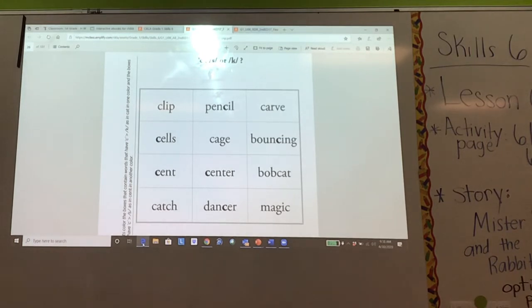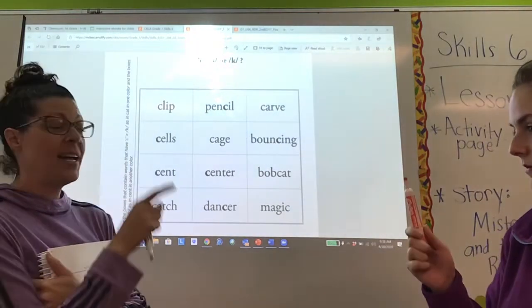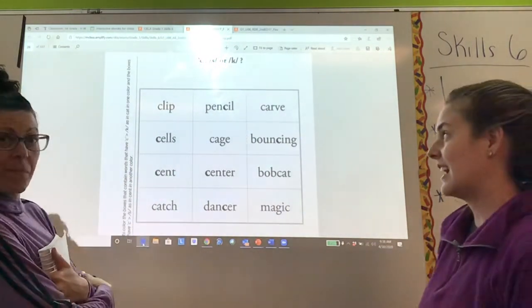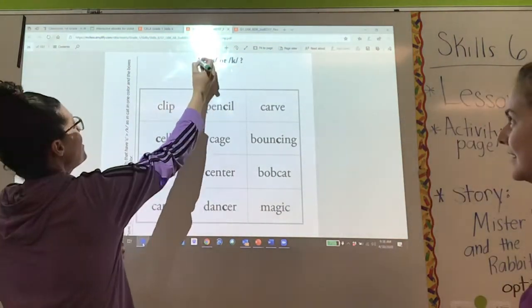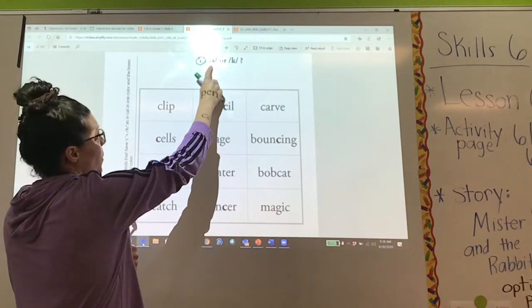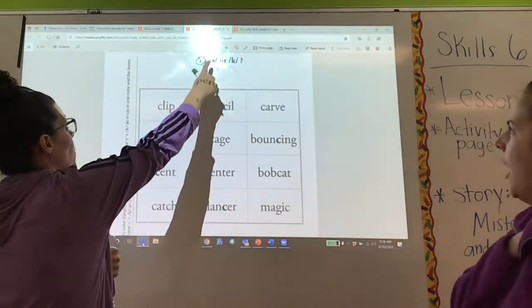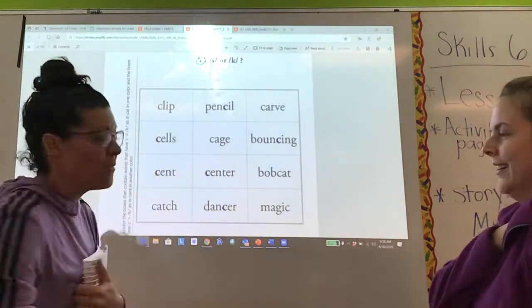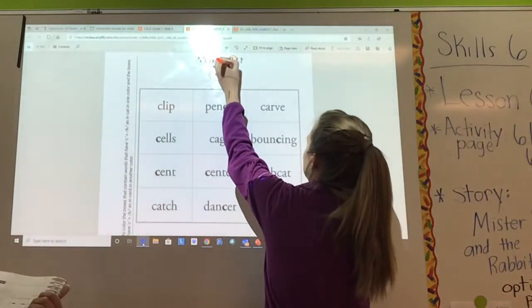After I read the directions, I had an idea. You're going to need 2 colors. How about I take one and you take one? So this kind of sounds like a game. Let's play it like a game. We are going to find out if the C says S or the C says K. If it says one of these sounds, it's one color. If it says another sound, it's the other color.